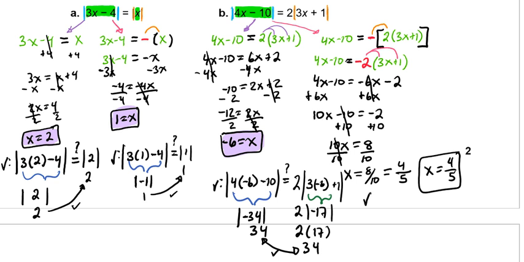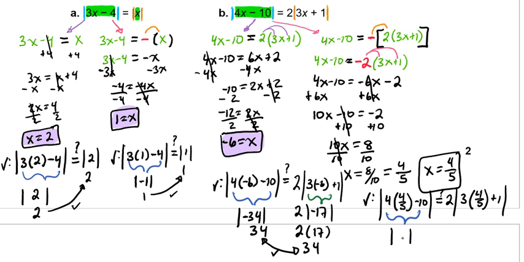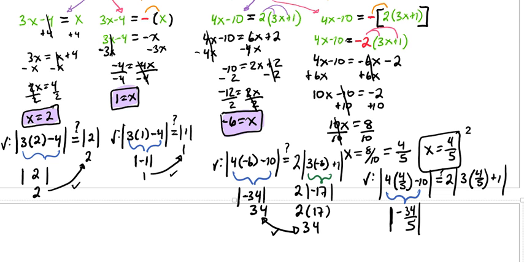So let's come over here and check. So 4 times 4/5 minus 10. And we want to know, does that equal 2 times the absolute value of 3 times 4/5 plus 1? Just like we did, we're going to use our calculator and find the inside pieces here. So 4 times 4/5 minus 10. When we plug that in, we get negative 34 over 5. And we know that the absolute value of negative 34 over 5 is 34 over 5.